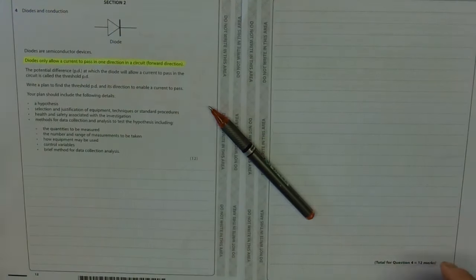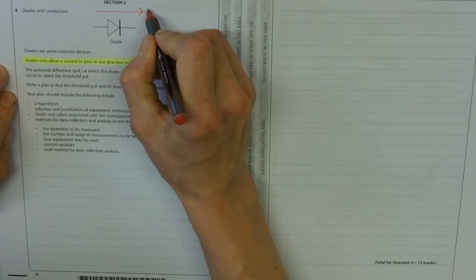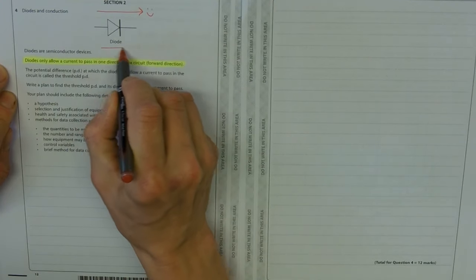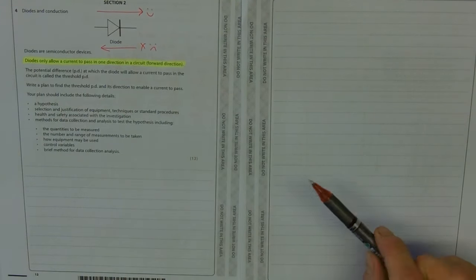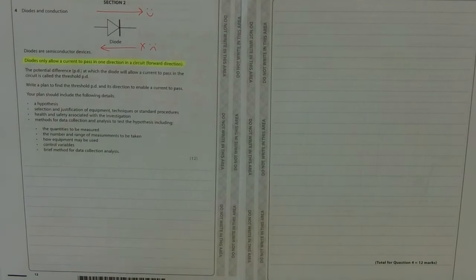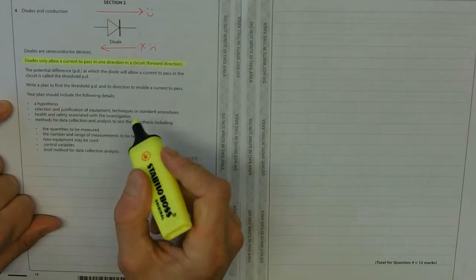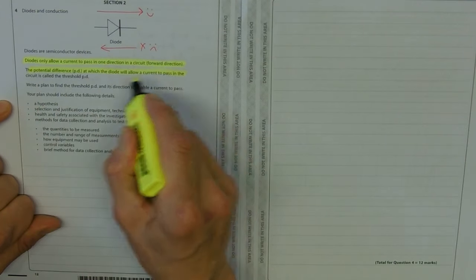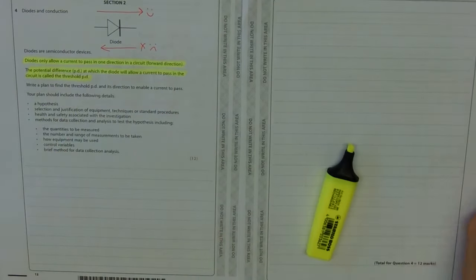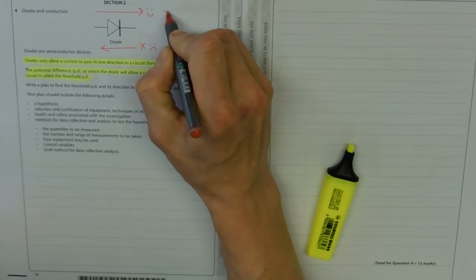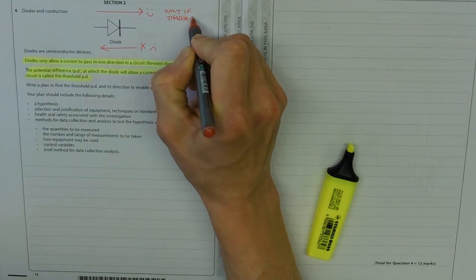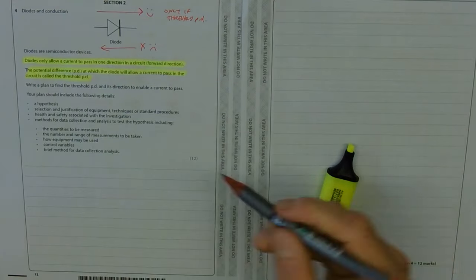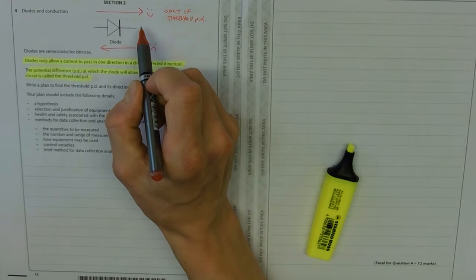It means that current can pass this way, but that way no current. And it also says that the potential difference, or the voltage, is the threshold. So it will do that, but only if the threshold potential difference is reached. So only if the potential difference is high enough.